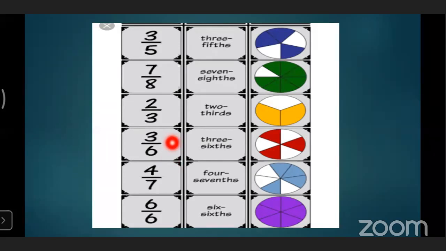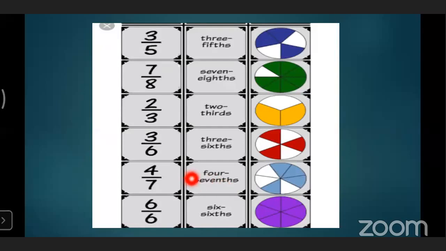Now let us see the next example. Say 3/6. Now this circle is divided into how many equal parts? 6. Very good. Let us count. 1, 2, 3, 4, 5, and 6. Now how many parts are colored? 3. Very good. 1, 2, and 3 parts are colored. So we have written the fraction 3/6. Okay.